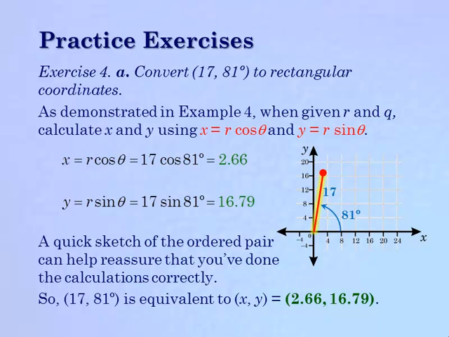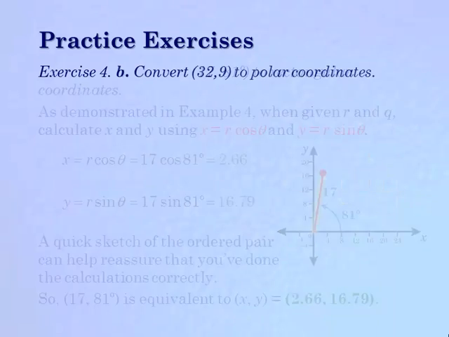And so we'll make a quick sketch of our point that's out at 17 units and 81 degrees up. And sure enough, it looks like the x value will be a very small value, less than 4, probably 2.66 is about right. And the y value is up there. Well, it's almost 17, so 16.79 is about right. So we're confident that we've probably done our calculations correctly. So (x, y) is equal to (2.66, 16.79).